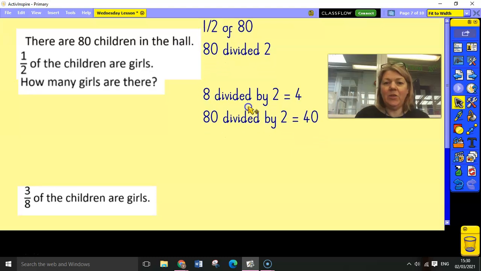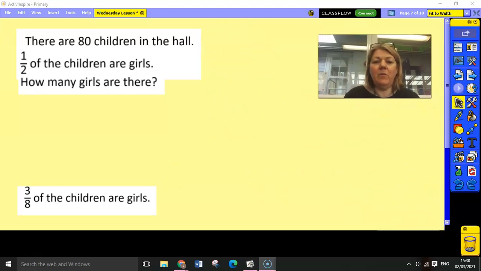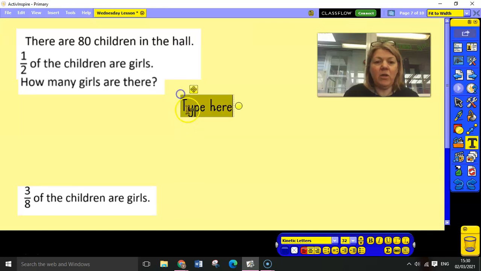Right, how did you get on? I'm going to pop all that in the recycle bin for a moment. I don't think we need that there. So how did you get on with this question here then? So 3/8 of the children are girls. So we're trying to find 3/8 of 80. Okay, we've still got 80 children, they're there. But I want to find 3/8 of them now.